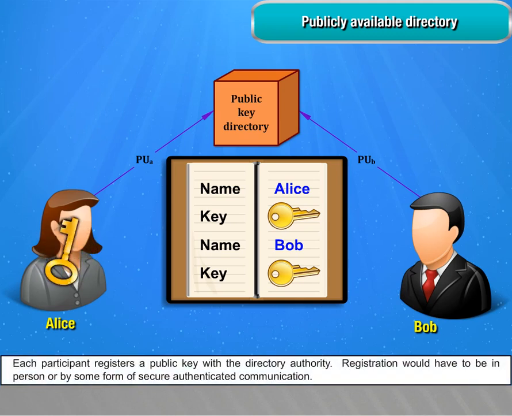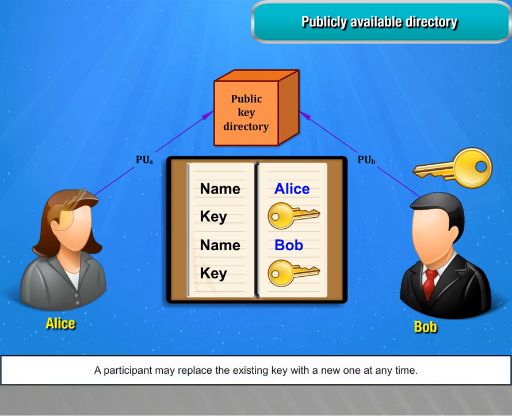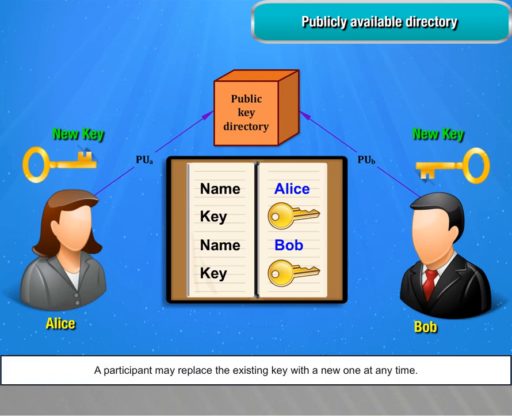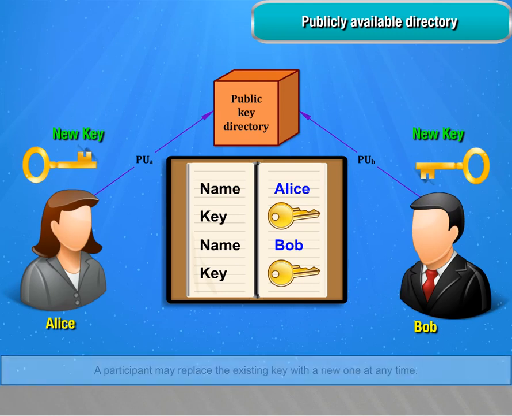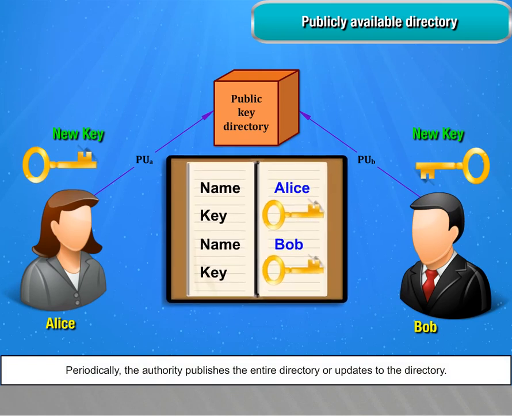Each participant registers a public key with the directory authority. Registration would have to be in person or by some form of secure authenticated communication. A participant may replace the existing key with a new one at any time. Periodically, the authority publishes the entire directory or updates to the directory.